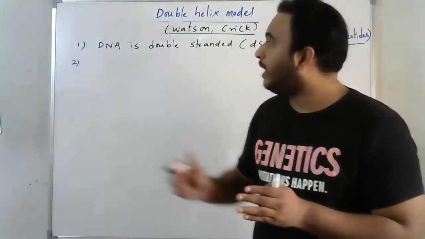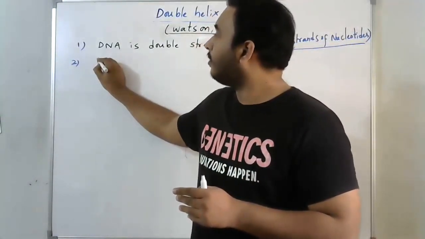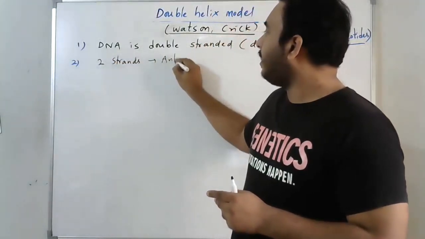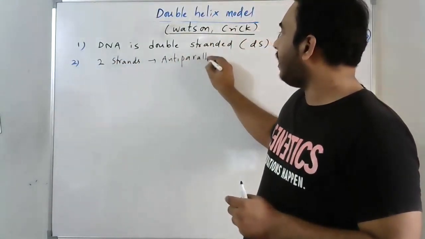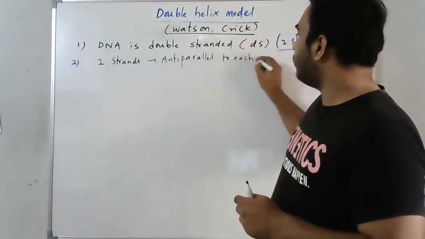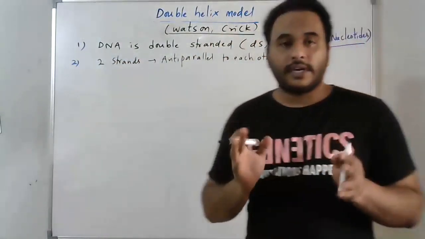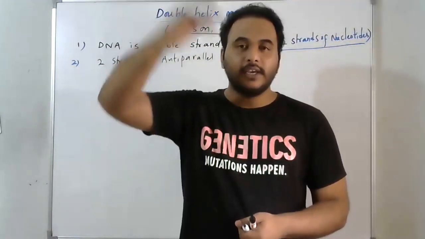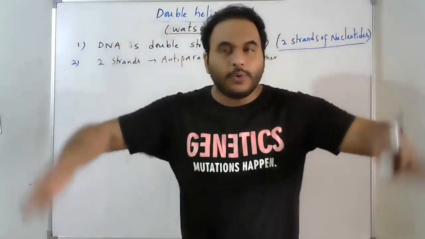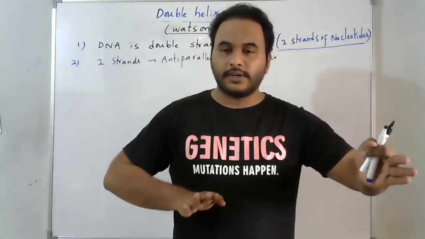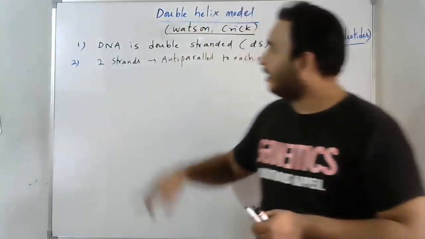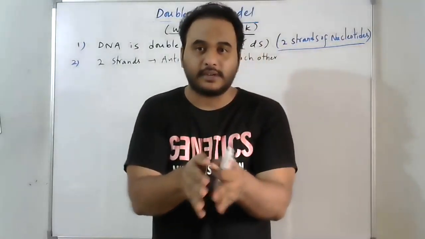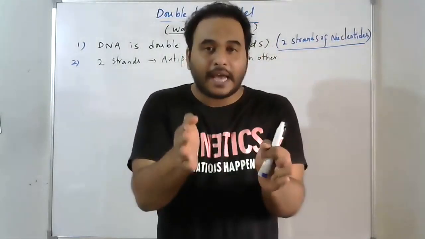these two strands will be anti-parallel to each other. For example, if we are going to step onto a staircase, you observe there are two railings, right side and left side, and steps. In the same way, these two strands of DNA also run parallel to each other, but they never cross each other.